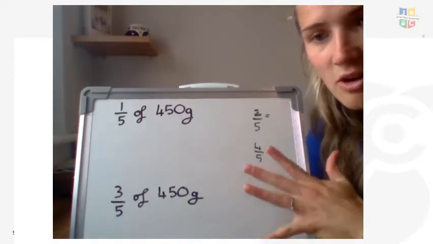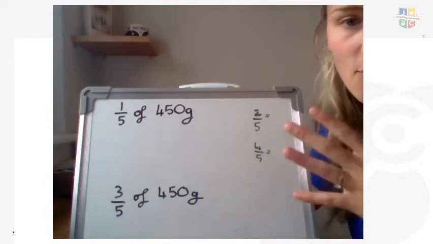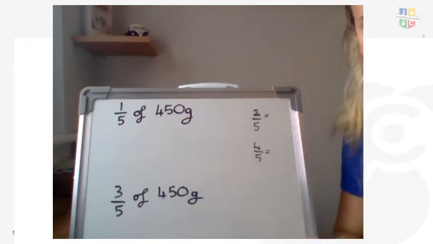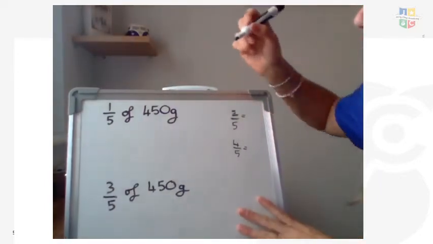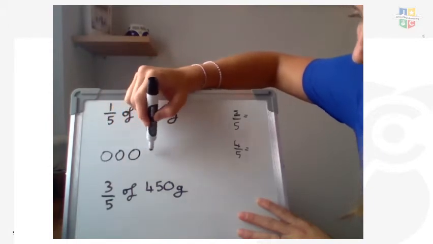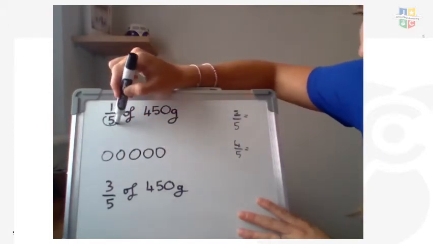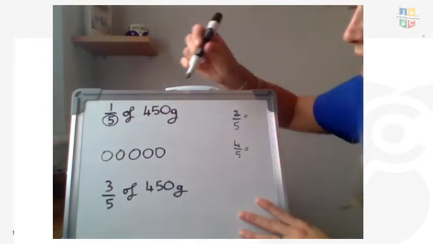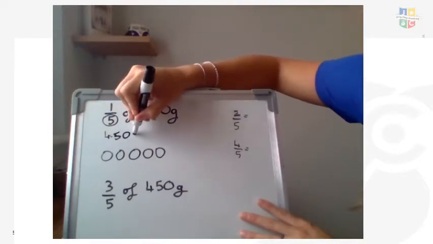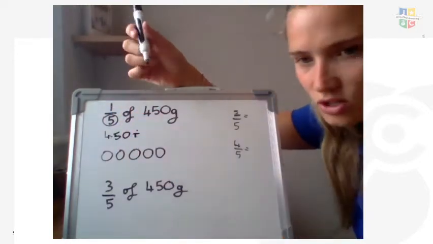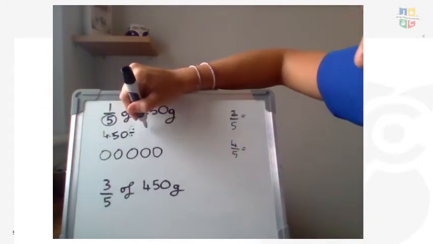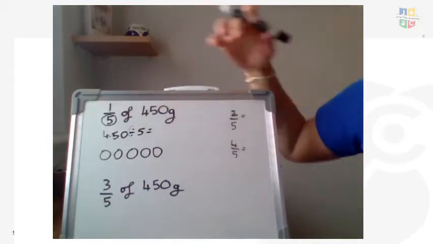So go and have a go at this, pause the video, then play the video and we'll see if you've got your working out correct and made sure that you've understood it all. So to start off, I've got 5 parts. I've got 1, 2, 3, 4, 5, because I'm dividing by 5 as my denominator. I know 450 is my total number and I'm going to share it. I'm going to divide it by my total number of parts, which is 5.